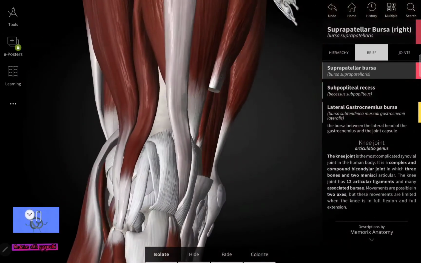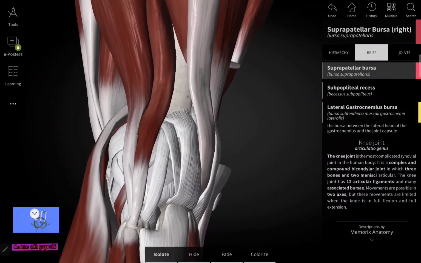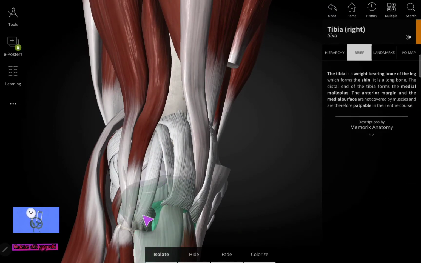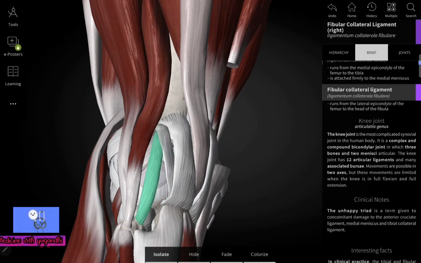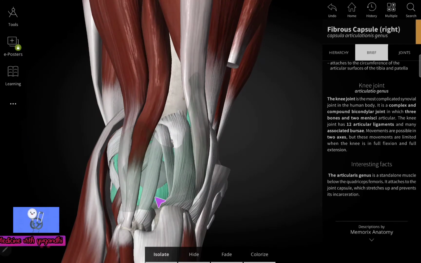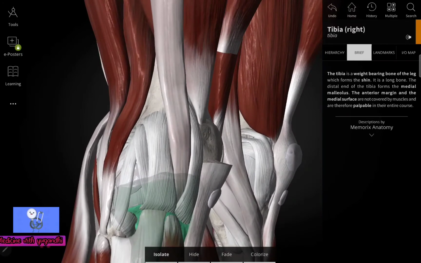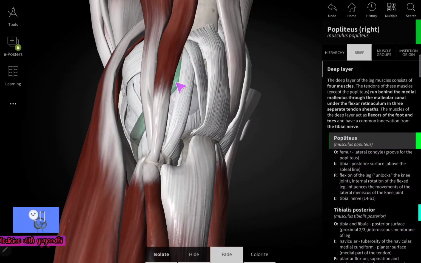Now coming to the next gap, as I already mentioned in the previous video, there is a gap between the fibrous capsule and the lateral condyle of the tibia. Here you can see this green shaded portion. This is the lateral condyle of the tibia, and here you can see the fibrous capsule. There is a gap between them just for the popliteus muscle to pass through. Here you can see the tendon of the popliteus, and then this is the popliteus muscle.